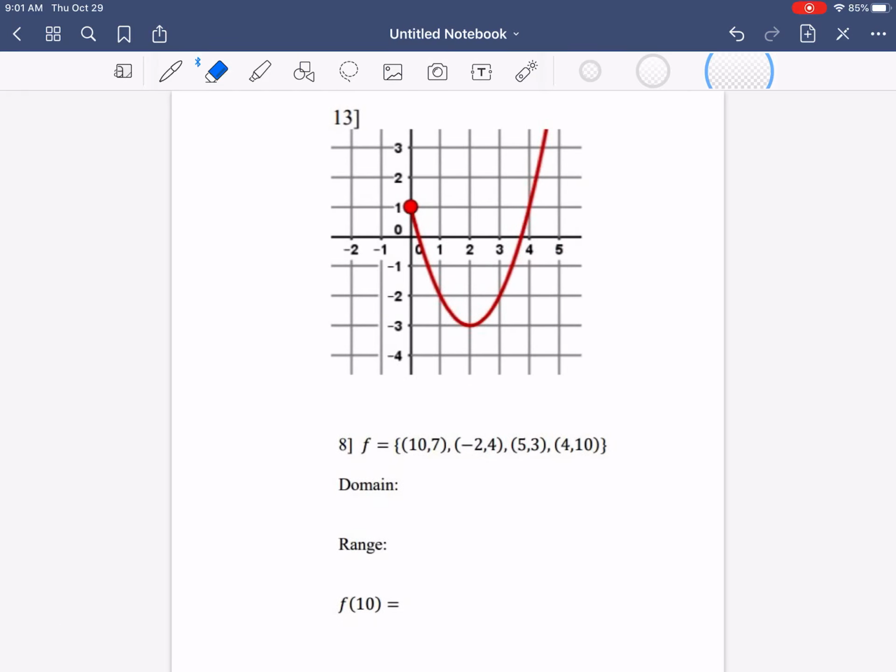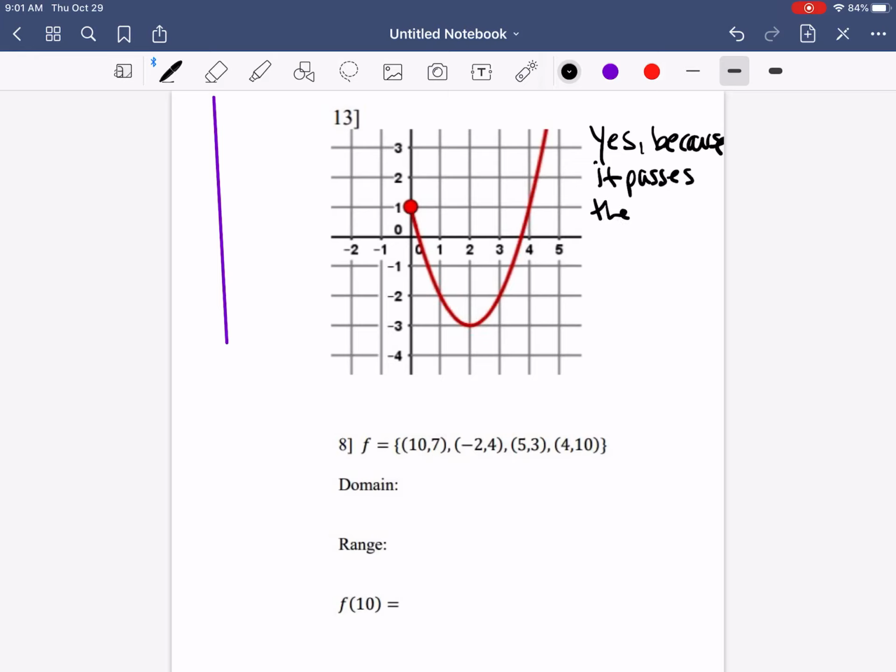Now we have a graph. So I'm going to draw it. The question would ask, is it a function? So I'm going to draw my vertical line, and I'm going to pull it across. It's only crossing once here. So it's passing the vertical line test because it's only crossing the vertical line once. So yes, it is a function because it passes the vertical line test.